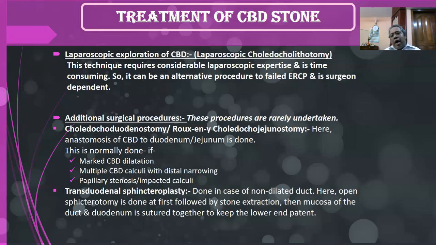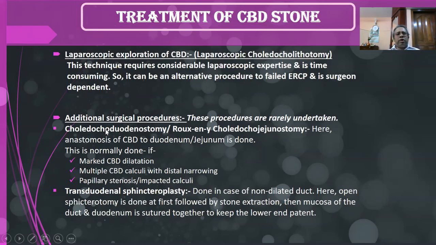Additional surgical procedures: sometimes the stone is not possible to negotiate from the ampulla of Vater by an ERCP or by laparoscopy. In those cases, there is a need to do transduodenal sphincteroplasty. That means, for the sphincter of Oddi, you open the duodenum, the ampulla of Vater is opened up, the stone is removed, then the ampulla of Vater is closed, the mucosa, duct epithelium and the duodenal mucosa, then it is called the sphincteroplasty.